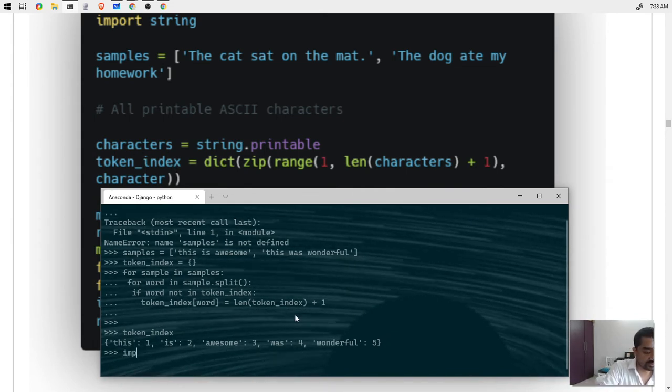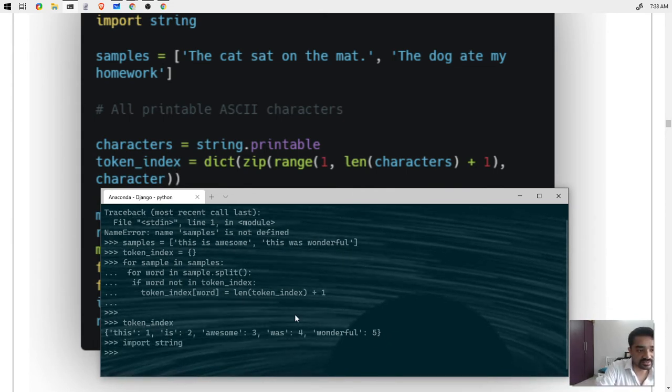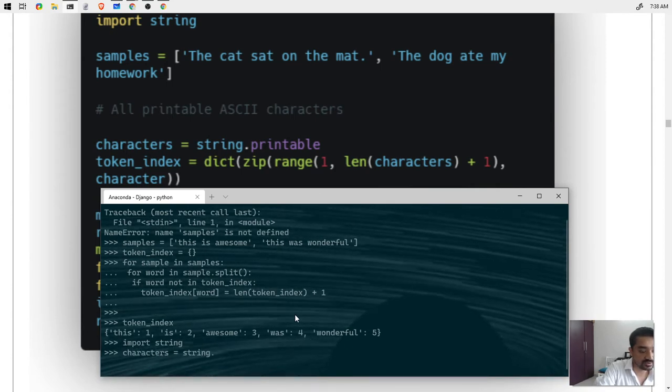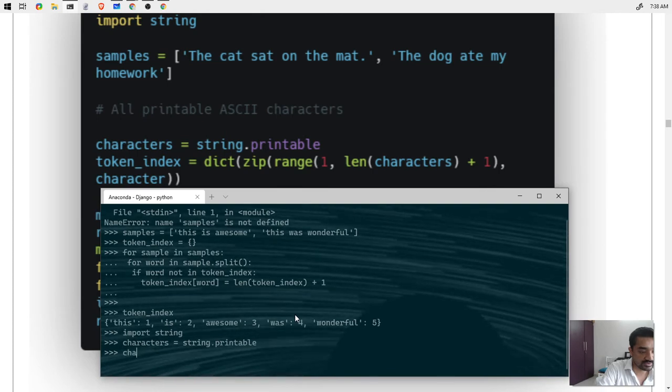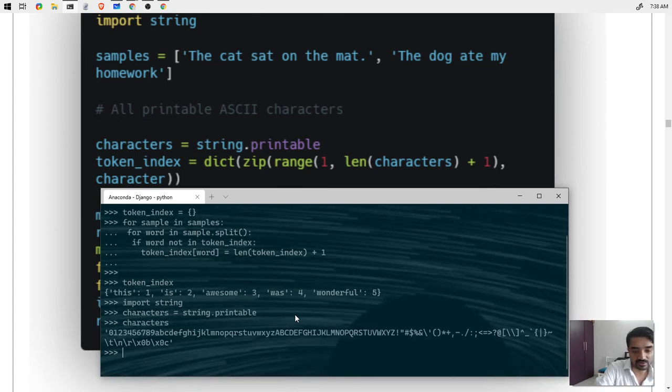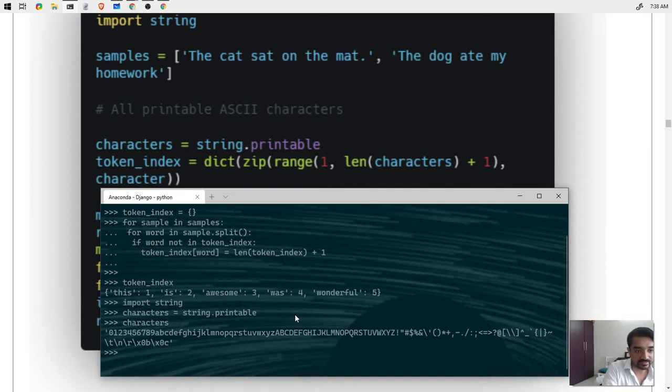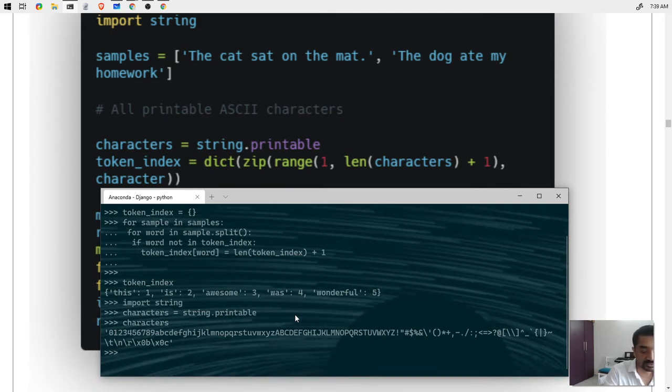Now, so import string, that is going to give me access to the string module. Characters equals string.printable. And if I look at characters, I have all the possible printable characters, so that is what I'm actually going to be using. Now I want to explain this line, token_index equal to dict, zip, and so on and so on. So let's look at zip first.